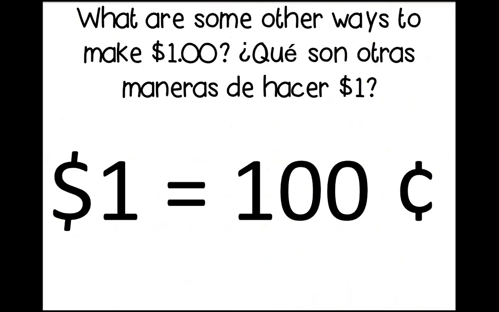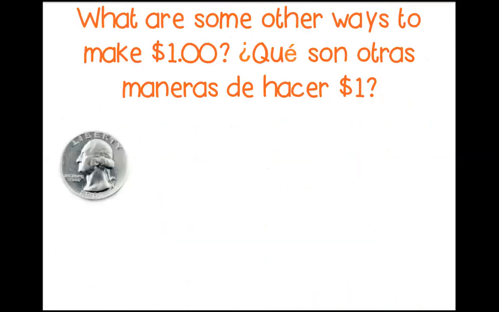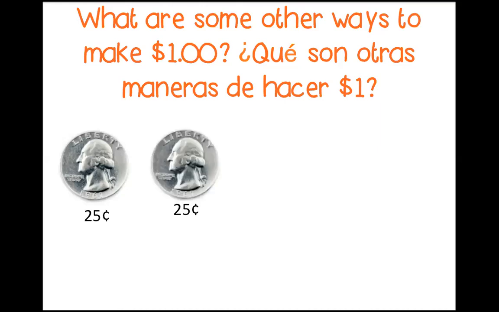What are some other ways to make $1? Do we have to always use only one type of coin? Let's take a look. Yo puedo mezclar los tipos de monedas para hacer $1. Vamos a ver. I have 1 quarter, which is 25 cents. Another quarter, which is another 25 cents. A dime, which is 10 cents. Another dime, which is another 10 cents.